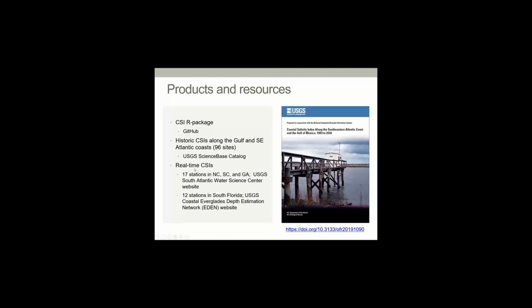We also created 2 real-time Coastal Salinity Index web pages. One was in the South Atlantic Water Science Center and shows 17 real-time salinity gauges for North Carolina, South Carolina, and Georgia. A second real-time CSI webpage is the USGS Coastal Everglades Depth Estimation Network, where we have 12 stations showing real-time Coastal Salinity Index graphs.